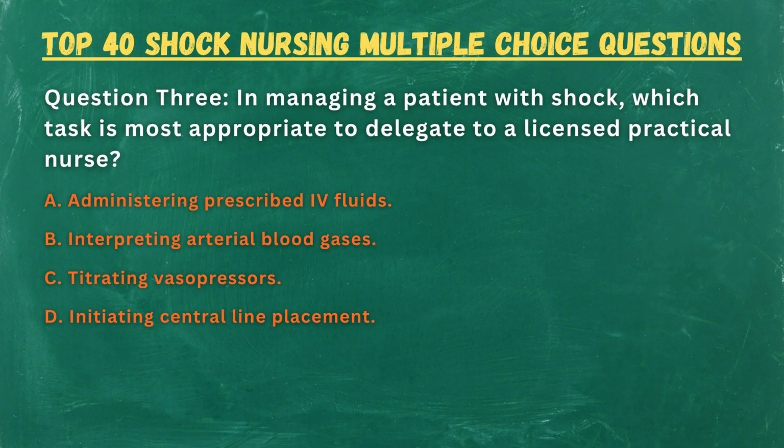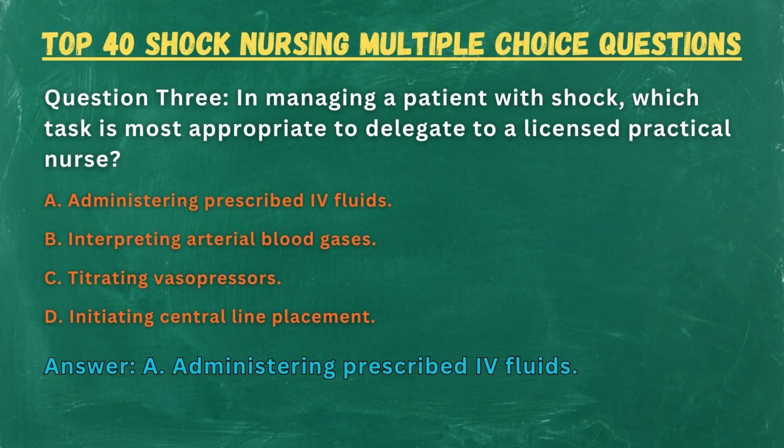Question 3. In managing a patient with shock, which task is most appropriate to delegate to a licensed practical nurse? A. Administering prescribed IV fluids. B. Interpreting arterial blood gases. C. Titrating vasopressors. D. Initiating central line placement. Answer. A. Administering prescribed IV fluids.